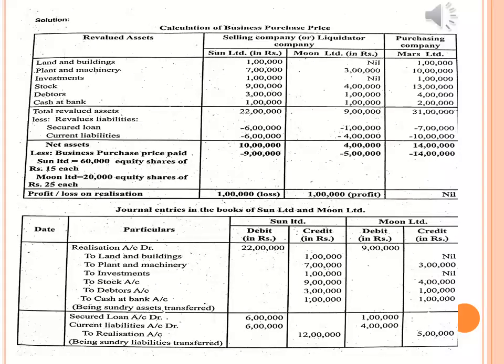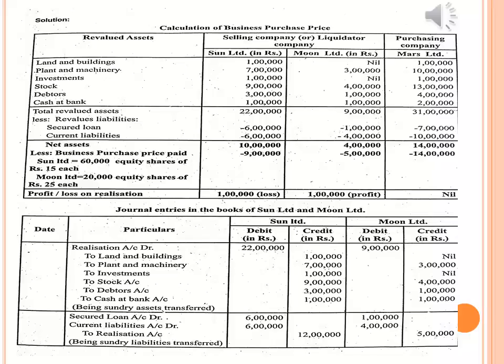The journal entries in the books of Sun and Moon Limited. First, we need to transfer all the assets to the realization account. That is the rule: debit all the expenditure and losses, the general rule for any nominal account. Here we are going to transfer the assets. Assets are all debit balances, so we credit the assets and debit the realization account. That is the journal entry for transferring the assets.